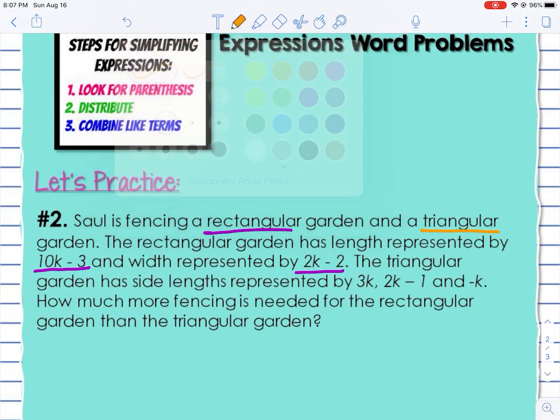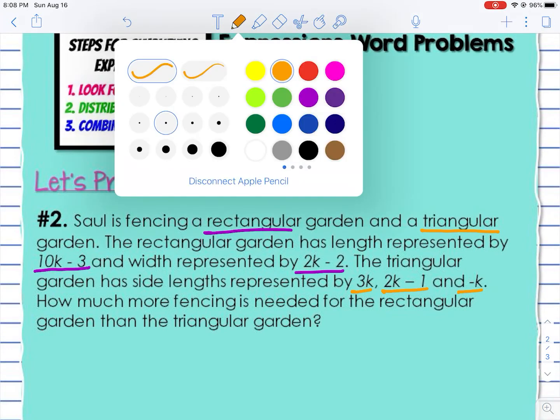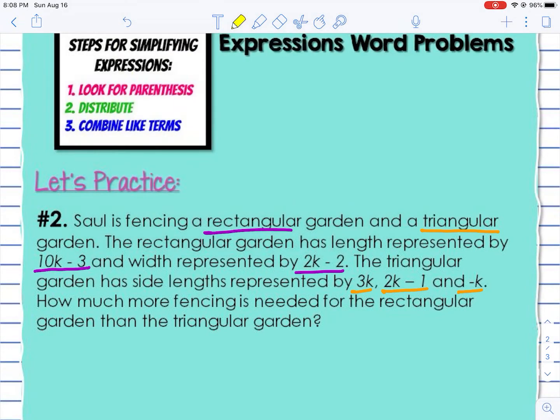Okay. What's it telling me about my triangular garden? Well, it has side lengths represented by 3k, 2k minus 1, and negative k. How much more fencing is needed for the rectangular garden than the triangular garden? Oh, okay, hang on here. How much more fencing is needed for the rectangular than the triangular garden? So, how much more fencing?